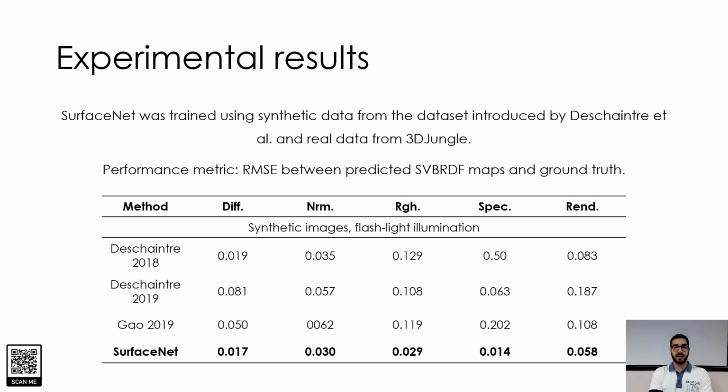Training and testing are carried out on the dataset presented by Deschamps et al. in 2018 for synthetic data, and on a collection of images from 3D Jungle for real data. The performance is measured in terms of RMSE between the predicted map and the ground truth map for synthetic data.